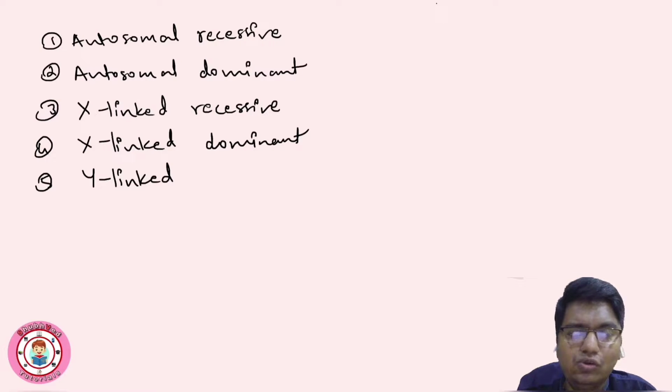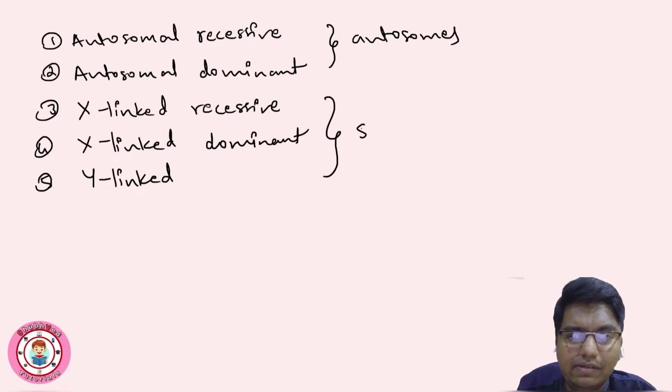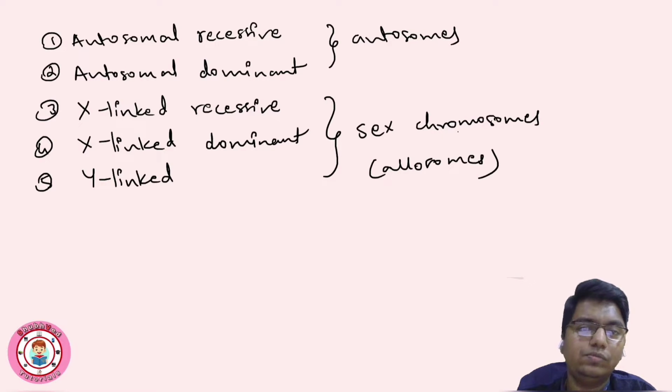Autosomal means autosomes are associated. We know the chromosome pairs: 22 are the autosomes. So if the disease is in the autosome, then it is autosomal. And X and Y linked are associated with the sex chromosomes, which are known as allosomes. So let's see one by one. First we will see autosomal recessive.